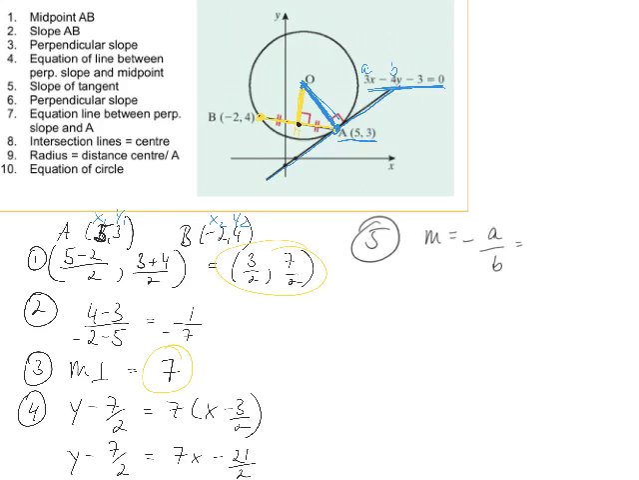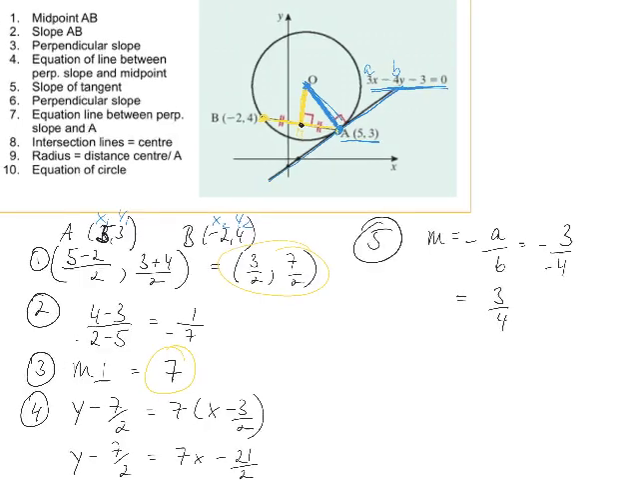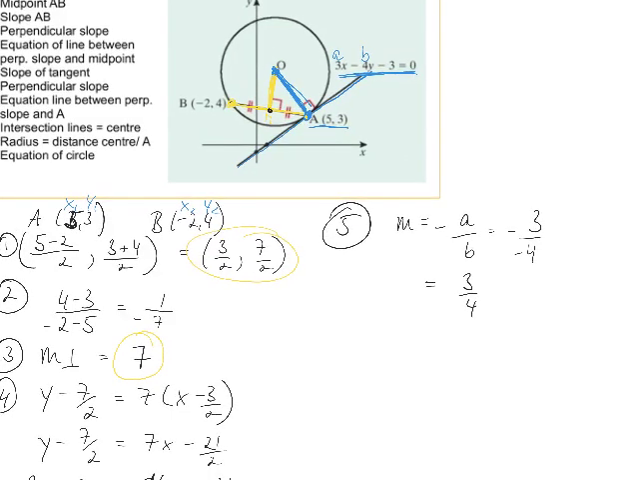In our case, it would be minus 3 over minus 4. The two minuses cancel, and the slope of that tangent is just 3 over 4. So point 6 now is to get the perpendicular slope of this tangent, which would then be the slope of the line to the center. So the perpendicular slope is, we flip and we change the sign, minus 4 over 3.